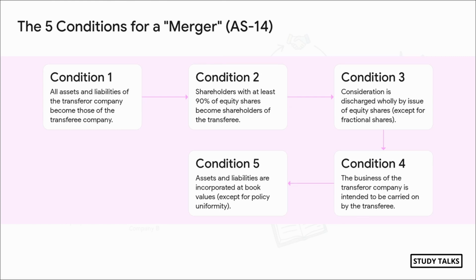And listen up, because this is key. All 5 must be ticked. Not 4, not 3, all of them. This is a favorite theory question for ICAI. In a nutshell, all assets and liabilities have to move over. At least 90% of the old shareholders have to become new shareholders. The payment has to be in equity shares, the business has to continue, and everything is recorded at book value. If even one of these fails, poof, it's not a merger. It defaults to being a purchase.